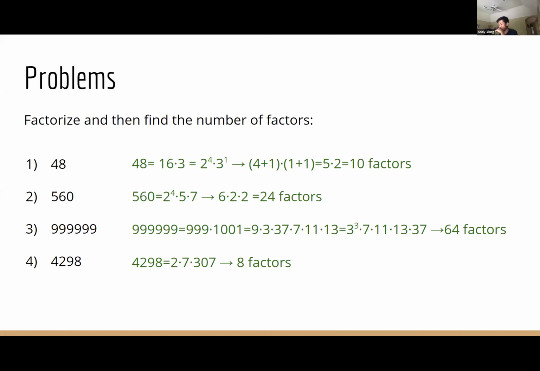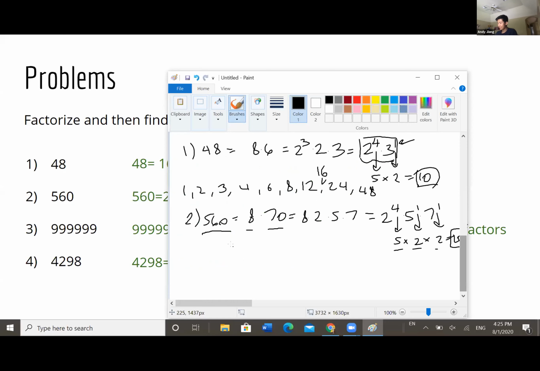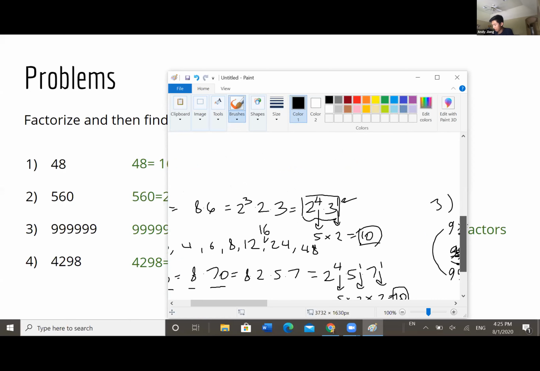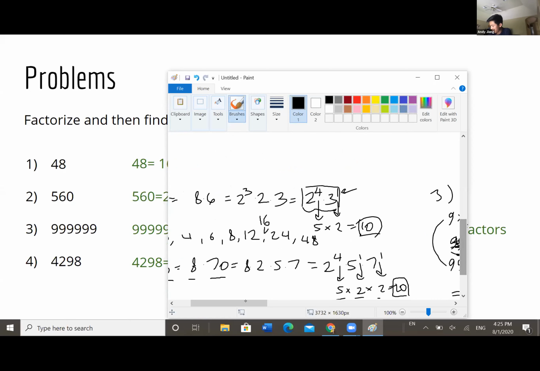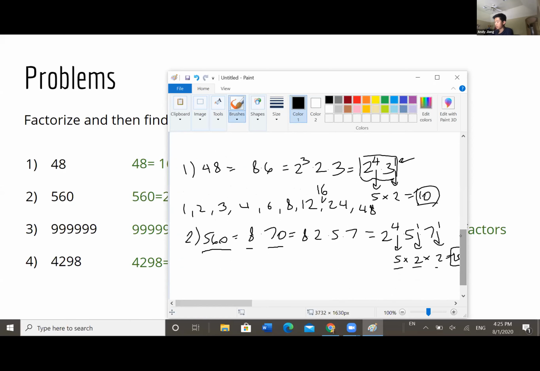Sorry for stuttering so much. Anyways, you can see that in a lot of these places, you could skip the work and go directly to a factorization.